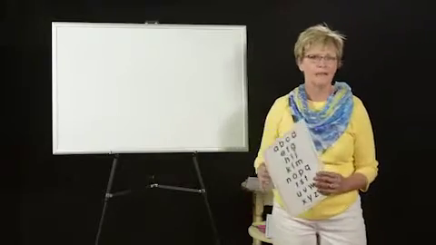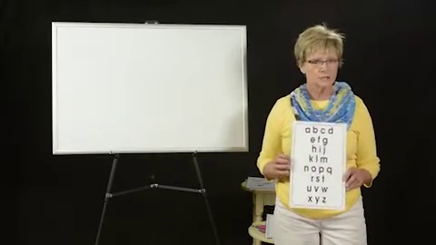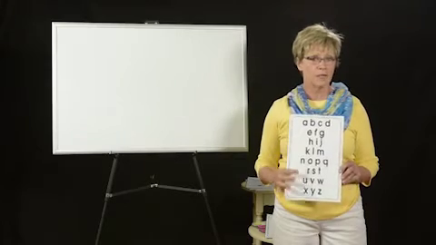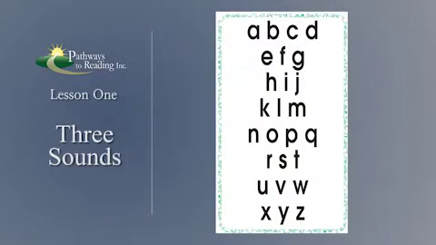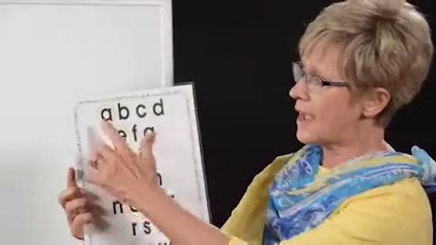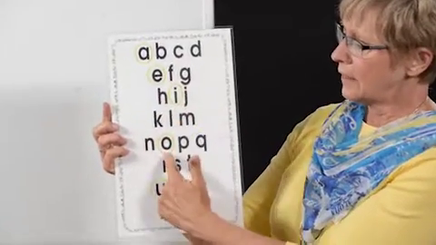There are 5 vowel letters in the alphabet that are always vowels. I'd like you, with your teacher, to look at a vowel chart of some sort. I want you to name all of those 5 vowel letters, and name them several times. Then close your eyes and see if you can name them from memory. So the 5 vowel letters are A, E, I, O, U.